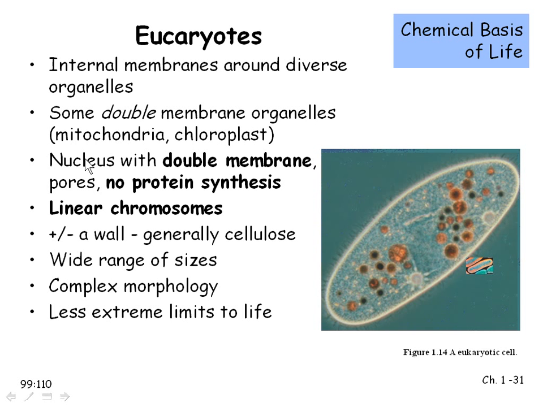Another contrast is eukaryotes have linear chromosomes. You remember I talked about a circular chromosome for the prokaryotes. Eukaryotes almost always have linear chromosomes. Some big change in organization there. We're going to see that linear chromosomes present a specific challenge in how they cope with it. Eukaryotes may or may not have a wall. It's fairly variable. If they have a wall, it's usually cellulose rather than the peptidoglycans of the prokaryotes.